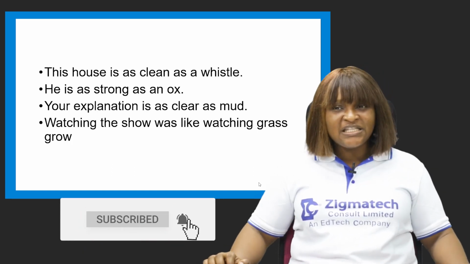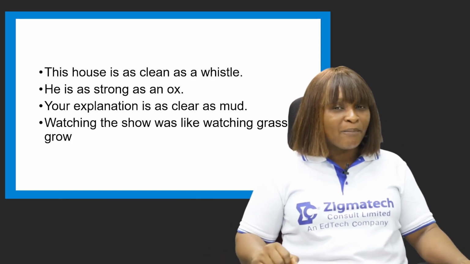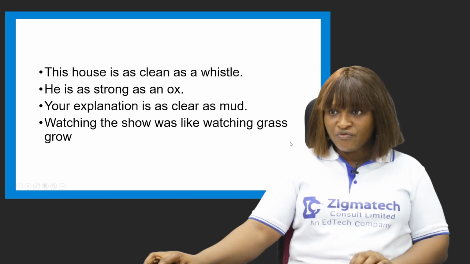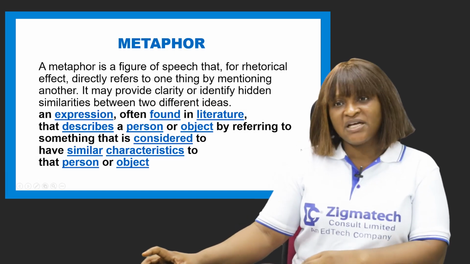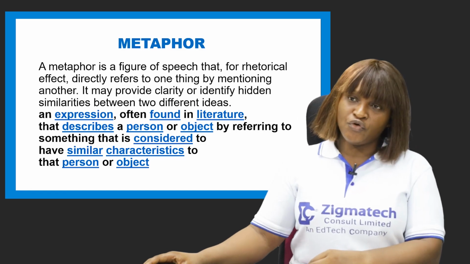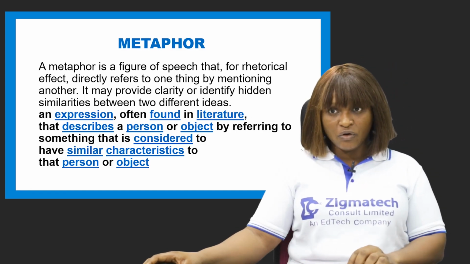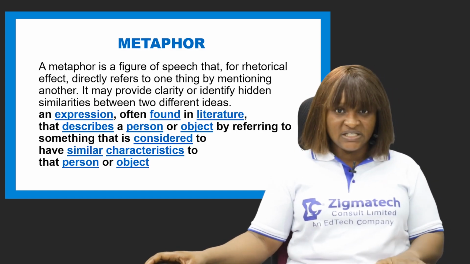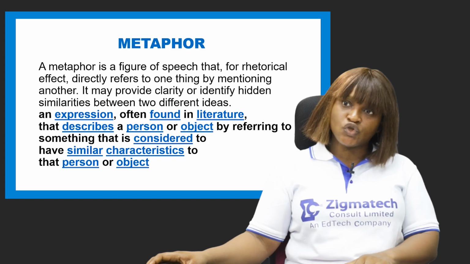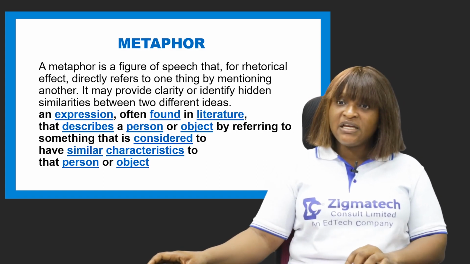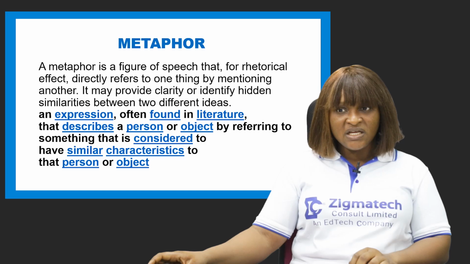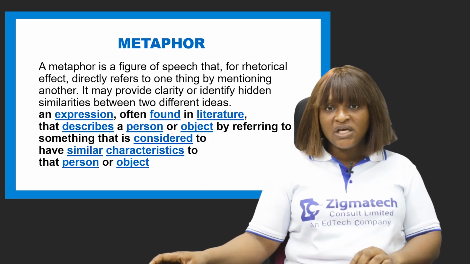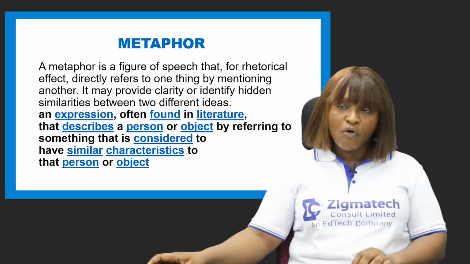We are saying it's either you make use of "as" to compare something, or you make use of "like" to compare something. All right, let's run along. We have metaphor as a second figure of comparison. Metaphor is a figure of comparison. I told you we have just two figures of comparison, and that is simile and metaphor. So the second one is metaphor. Need I remind us that simile is an indirect figure of comparison, while metaphor is a direct figure of comparison.